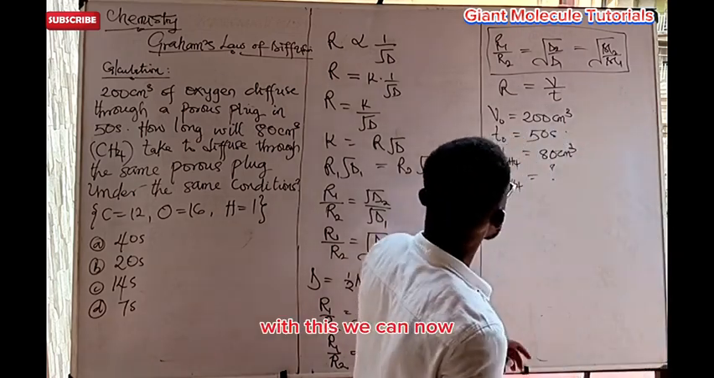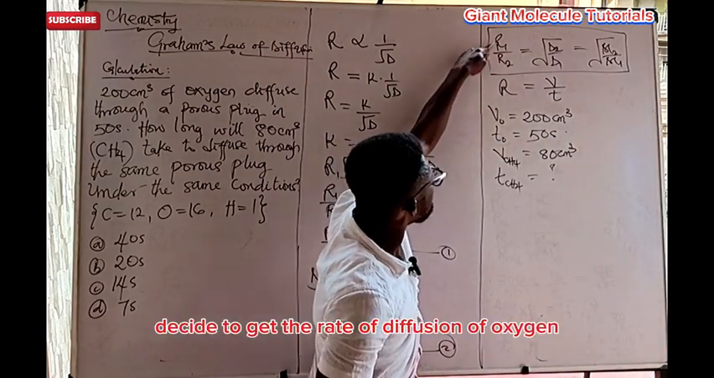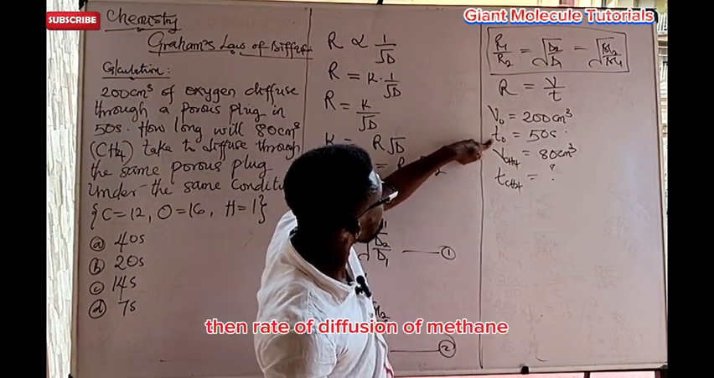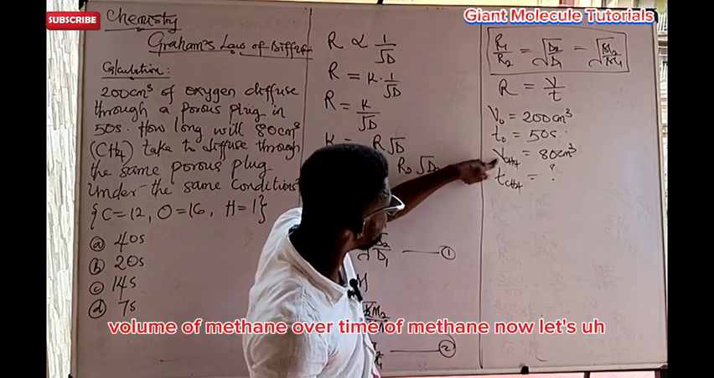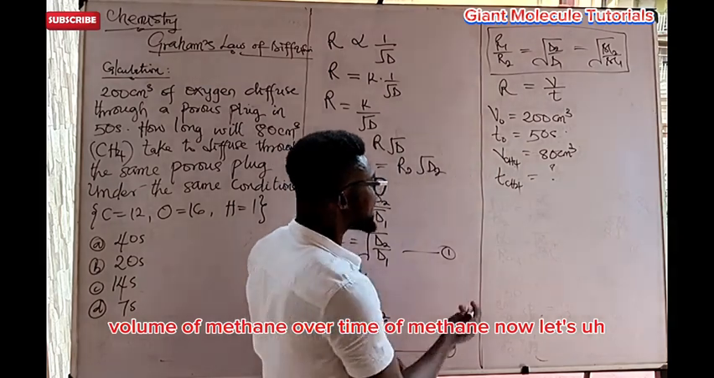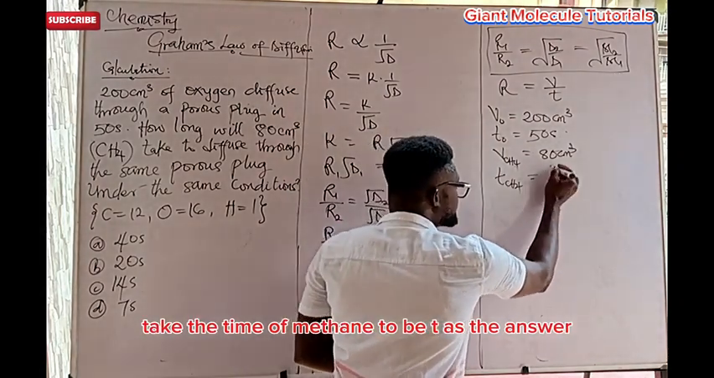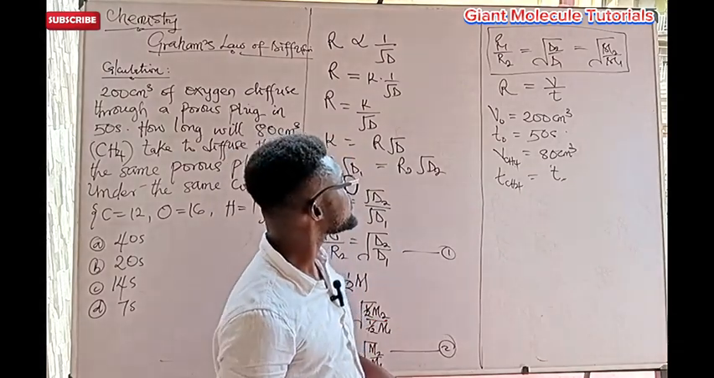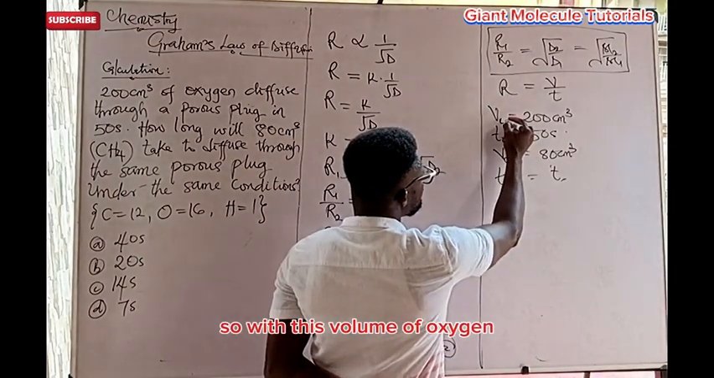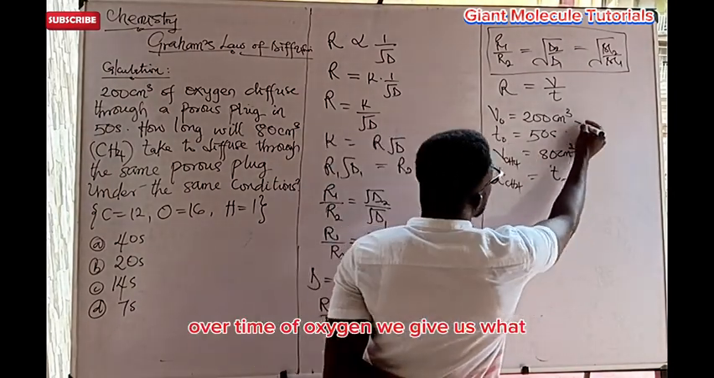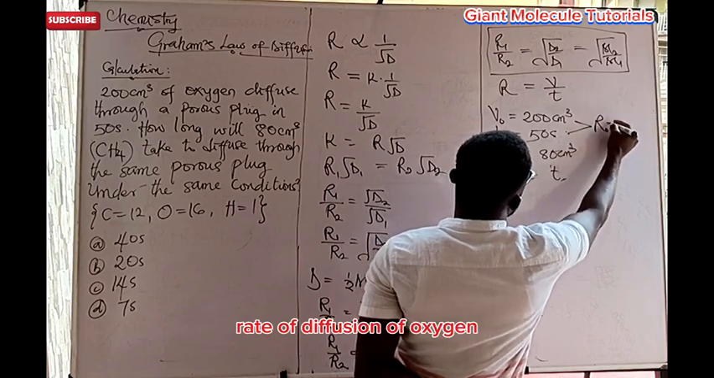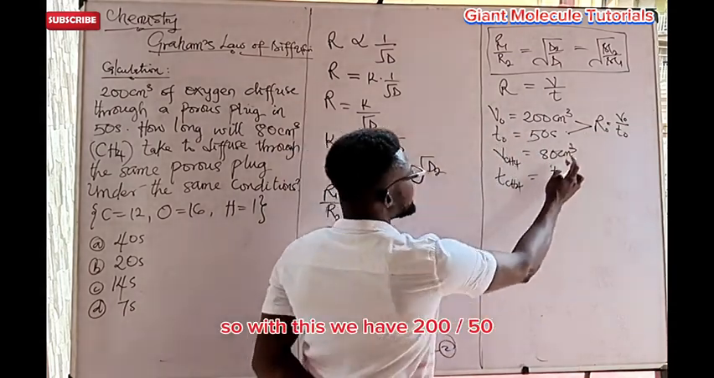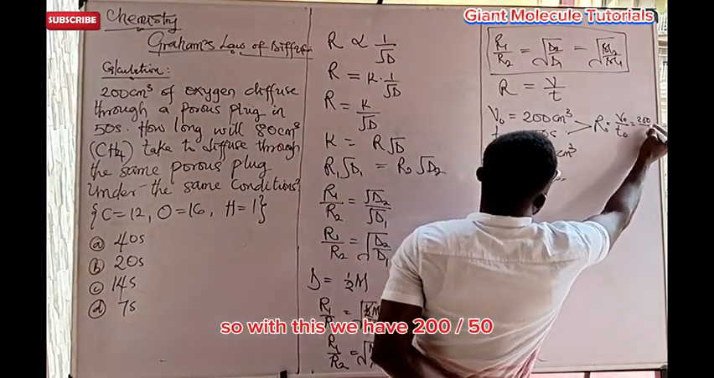Then with this, we can now decide to get the rate of diffusion of oxygen. That is volume of oxygen over time of oxygen. Then rate of diffusion of methane, volume of methane over time of methane. Now let's take the time of methane to be T as the answer. Now we are to get the value of T. So with this, volume of oxygen over time of oxygen will give us the rate of diffusion of oxygen, which is VO over TO. So with this, we have 200 divided by 50.